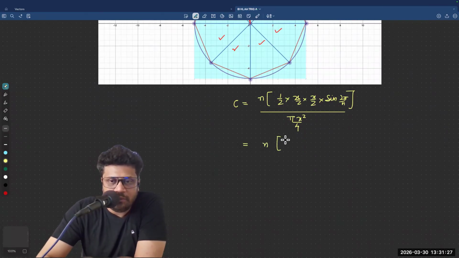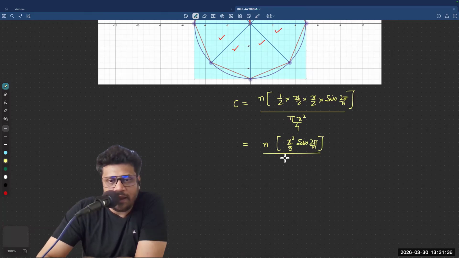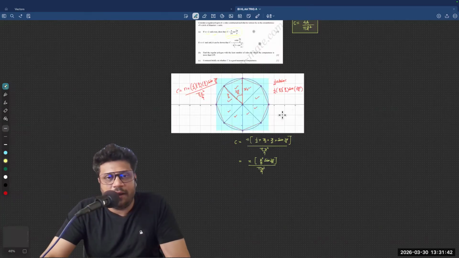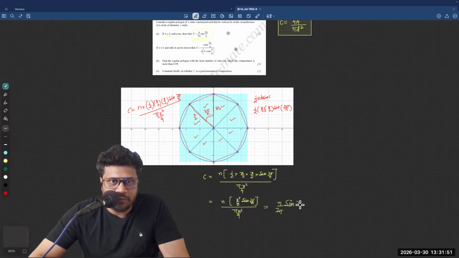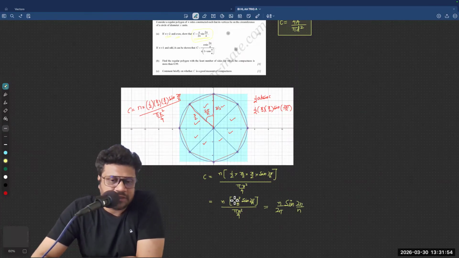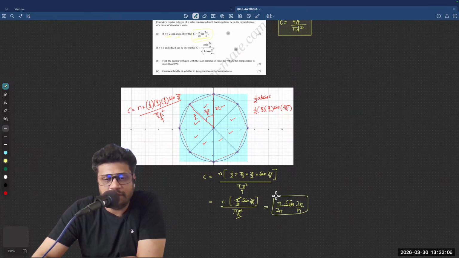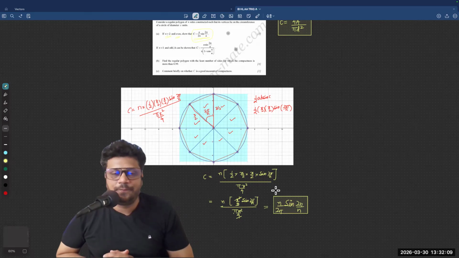I know it's going to be n x square by 8 sine of 2 pi by n divided by pi x square by 4. And you can actually see it coming about. You know that this will come out to be n divided by 2 pi sine of 2 pi by n. x square and x square will cancel out. The 8 and the 4 will cancel out. n and pi and the 2 from that 8 is going to stay. So basically, this is what you're going to get for the general formula of the compactness.